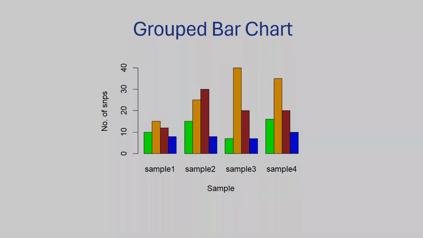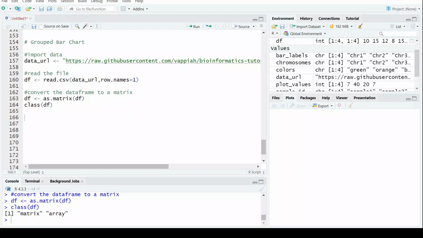So let's get back to RStudio and then let's proceed. All right, so now we are back to RStudio. So what we need to do is to define colors for the different chromosomes. First, let's even list the chromosomes themselves. So we say chromosomes.